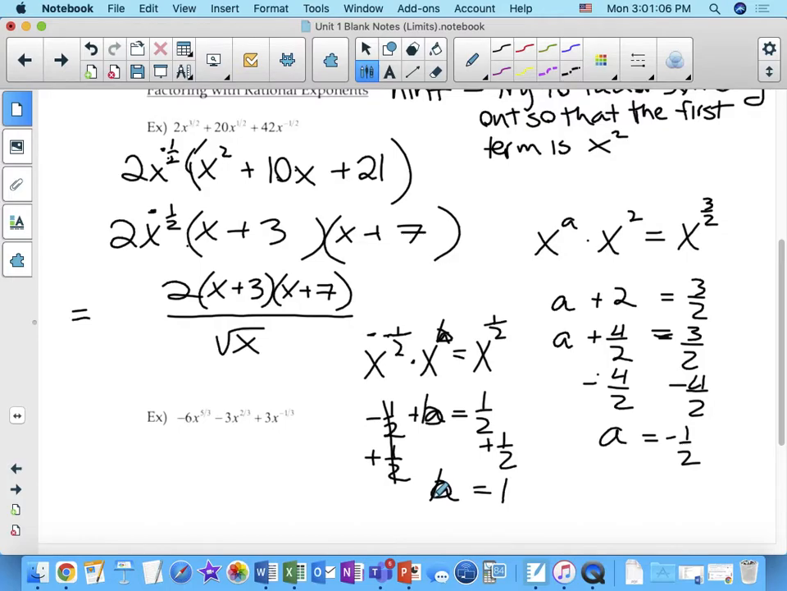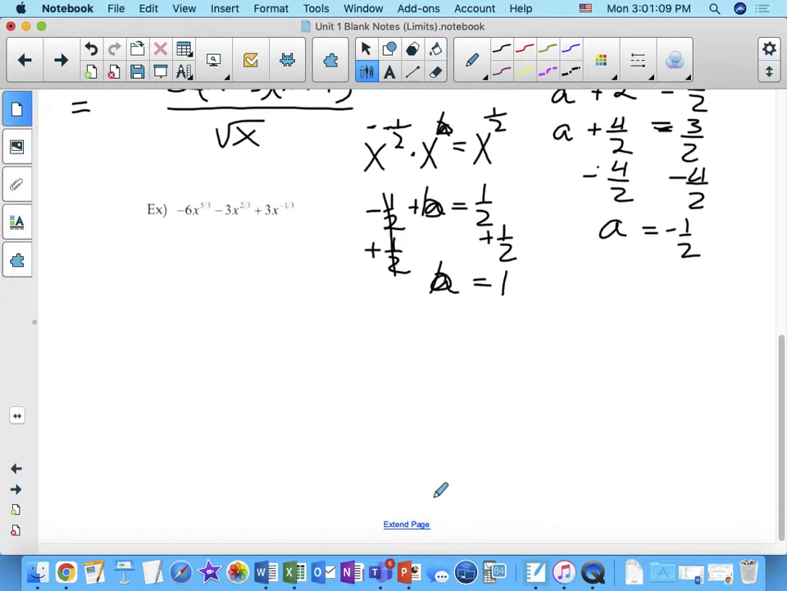All right, so for this last one over here, let's try this where we take out the x to the negative 1/3. And we'll also take out a 3 because there's a GCF of 3. And also, by the way, what should we do if the first term is negative? Take the negative sign out as well. So we'll take a negative 3x to the negative 1/3. Negative 3 times 2 is negative 6, so that's an easy step.